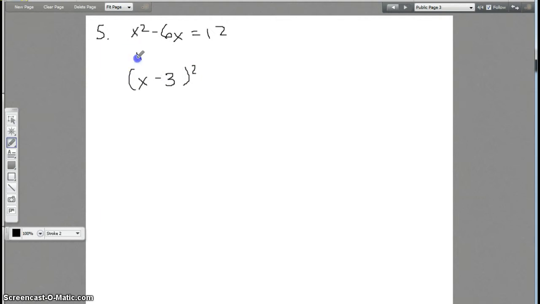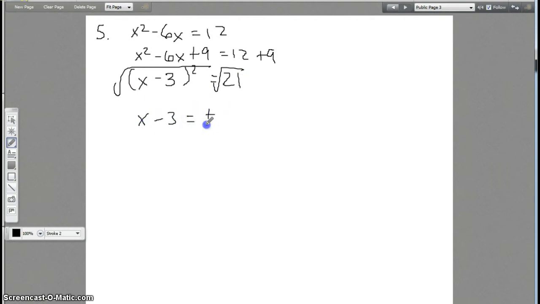X squared is x squared. 2 times x times negative 3 is negative 6x. And then negative 3 squared is 9. Okay, we just had a 12 here. We added a 9 to the left side, so we have to add a 9 to the right side. And so that gives us 21. We take the square root of both sides. We get x minus 3 equals plus or minus the square root of 21. Don't forget that plus or minus. So our x will equal 3 plus or minus the square root of 21.